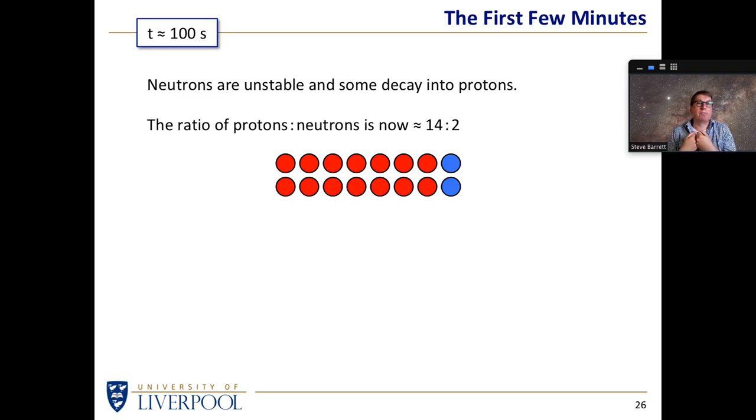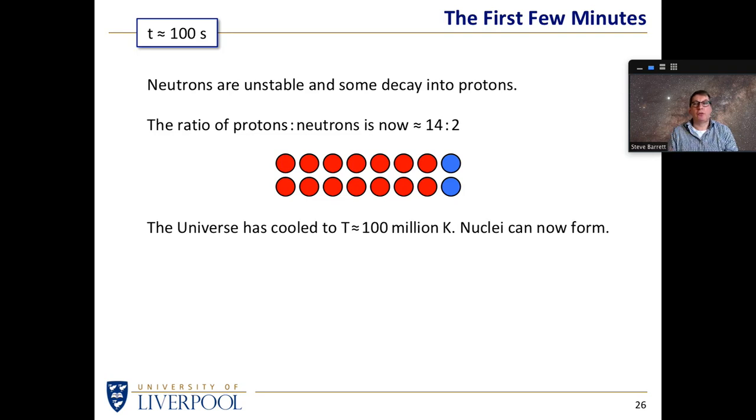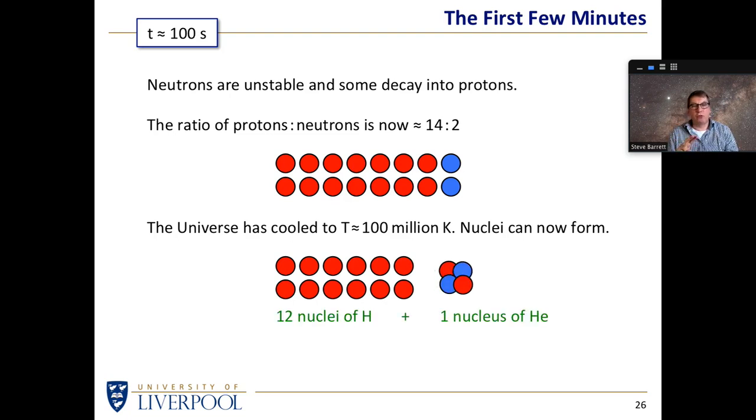pair up. And again, by doing lab experiments, we know that 2 protons would love to be married up to 2 neutrons. Now that the universe is only about 100 million Kelvin or so, it's come down from, the last note was 1 billion Kelvin, it's now 10 times colder, nuclei can now start to form. And we know that 2 protons and 2 neutrons is a very stable structure. Again, we can measure that in the laboratory.